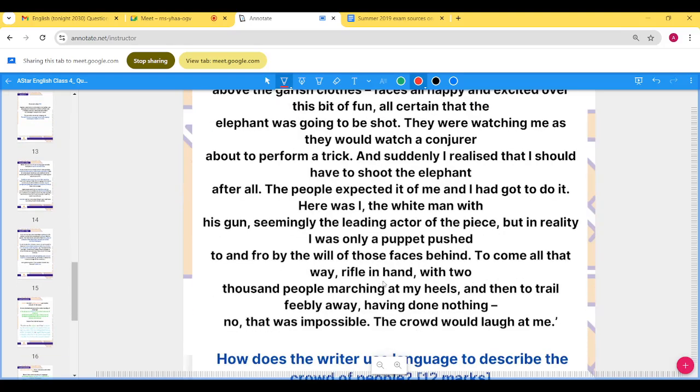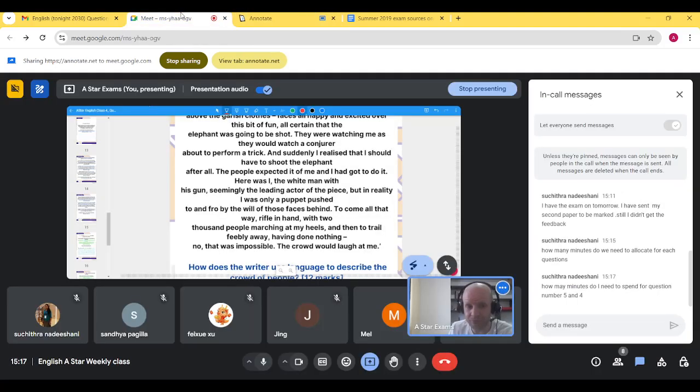So come all that way, rifle in hand, with 2,000 people marching at my heels, and then to trail feebly away, having done nothing. No, that was impossible. The crowd would laugh at me. So there's interesting language there, but it's focusing a little bit more on Orwell than the crowd. So it might be best to avoid it.